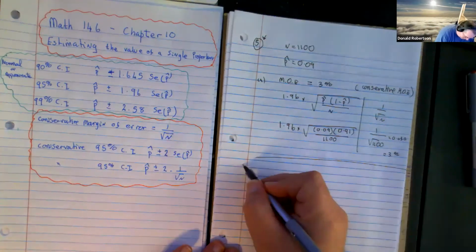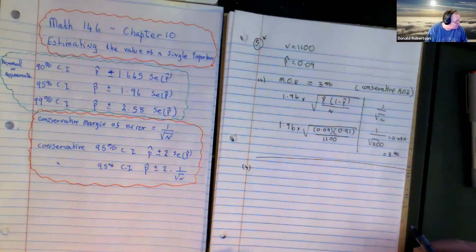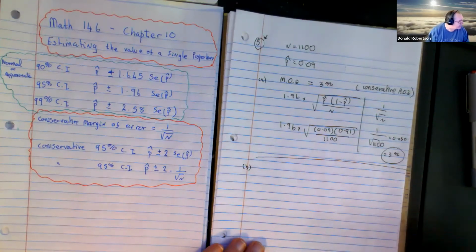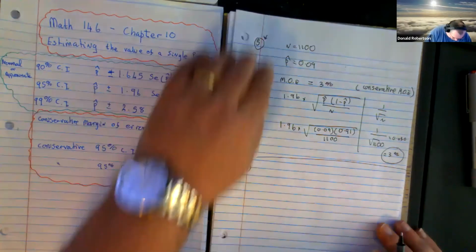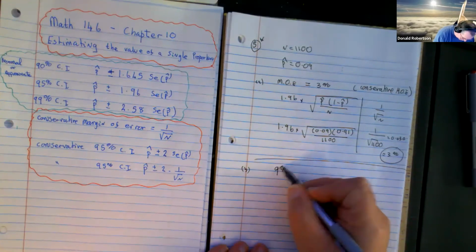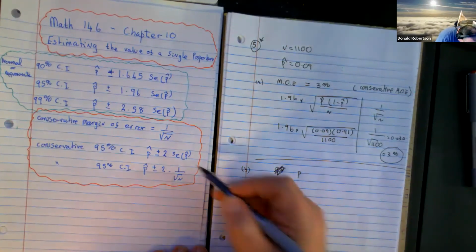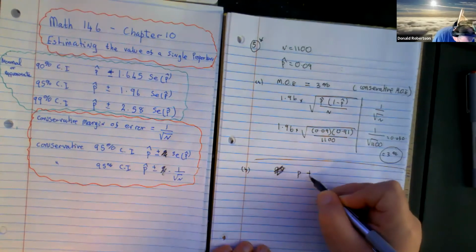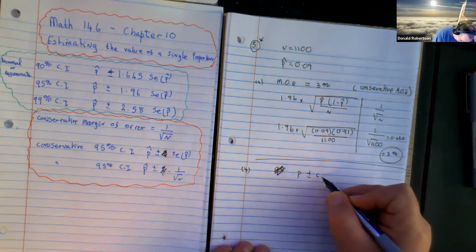Right. So part B, on the basis of the reported margin of error, which means that number, let's figure out what the 95% confidence interval should look like. Let's put the formula in. It should be p hat plus or minus the conservative margin of error.